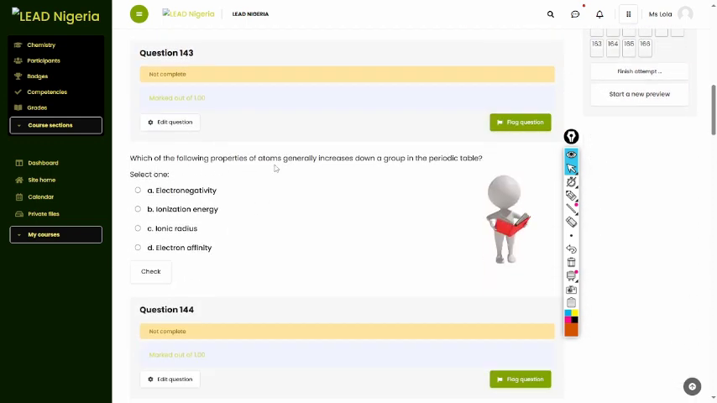Which of the following properties of atoms generally decreases down a group in the periodic table? So as you're going down the group, let's see, electronegativity increases across the period and decreases down the group. So that's not the answer. Ionization energy increases across the period and decreases down the group. Ionic radius decreases across the period and increases down the group. Electron affinity increases across the period and decreases down the group. So the answer is ionic radius.